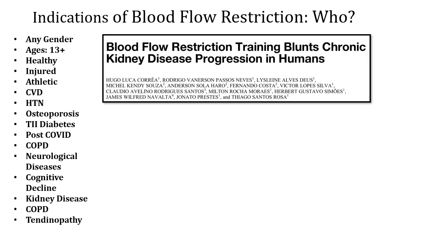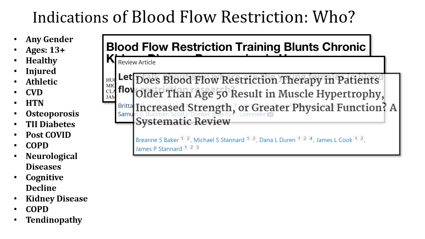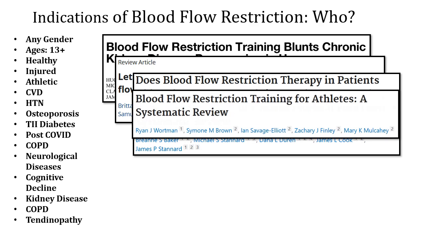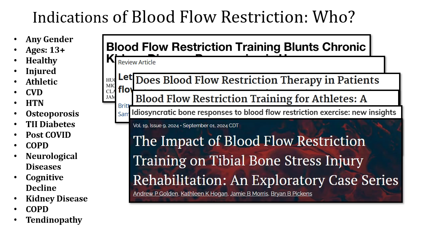Blood flow restriction training blunts chronic kidney disease progression in humans. Let's talk about sex. The application of BFR in females is gradually increasing. Does blood flow restriction training in patients older than age 50 result in muscle hypertrophy, increased strength, and greater physical function? Spoiler alert, it does. When we look at that in athletes, which I had alluded to previously in sport-specific training, the idiosyncratic bone response to BFR and new insights and future directions for not only fractures, but also bone stress injuries.